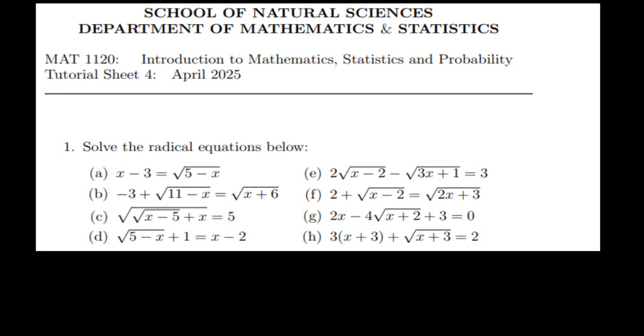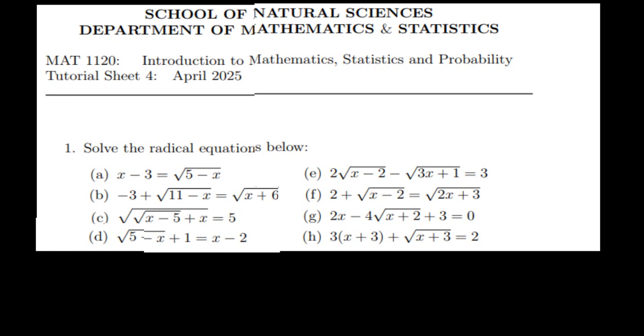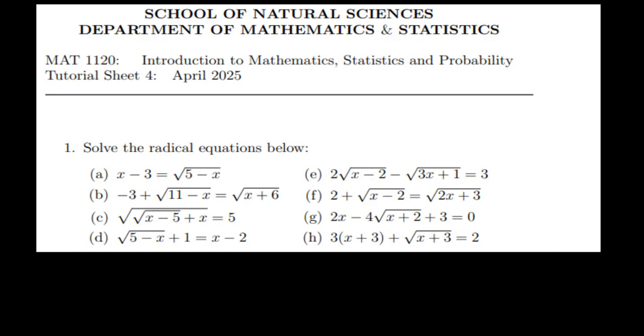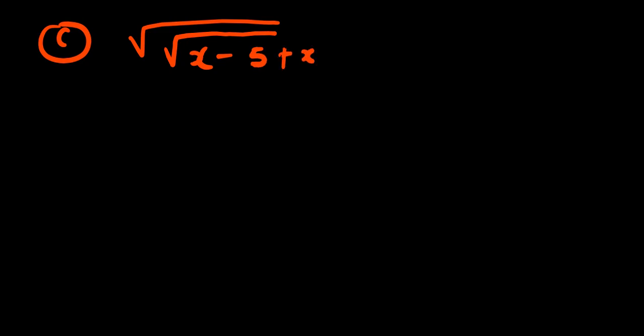Which other one can I solve just for clarity's sake? Okay, let's try this one with a lot of squares. Let's try C. So your C is the square root of the square root again of x minus 5, plus x. So this whole thing is in a square root, and the x is alone this side. This whole square is equal to 5.